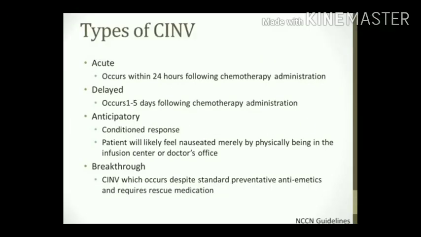Okay, now we'll see the types of chemotherapy induced nausea and vomiting. There are 4 types. The first one is acute, which occurs within 24 hours following the administration of chemotherapy, meaning within 24 hours the vomiting will happen. And the next one is delayed, which occurs 1 to 5 days following chemotherapy administration.